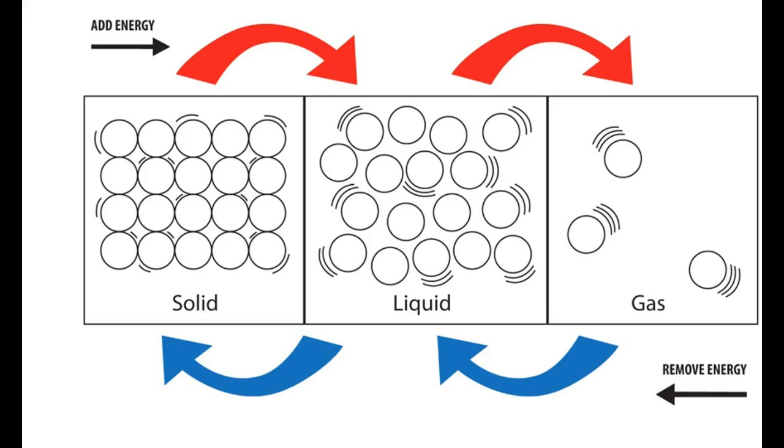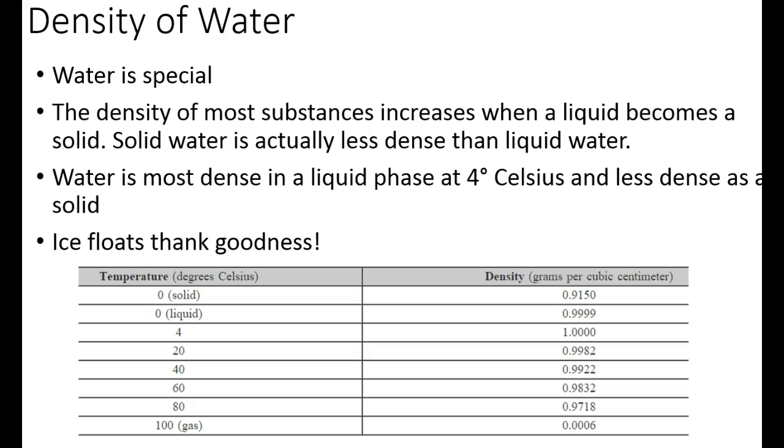So when we're talking about solids, liquids, and gases, for everything, solids are more dense, followed by liquids, and least dense would be gases. But with water, it's special. While the density of most substances increases when a liquid becomes a solid, with water, the solid water is actually less dense than liquid water. It's something you have to remember. It's on page 1 of your reference table.